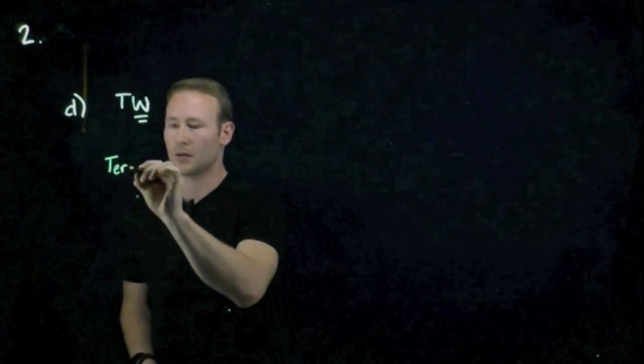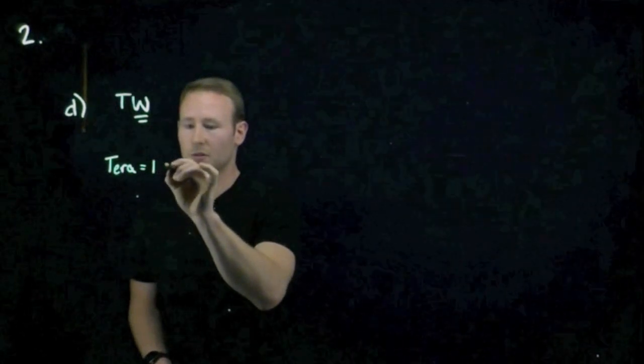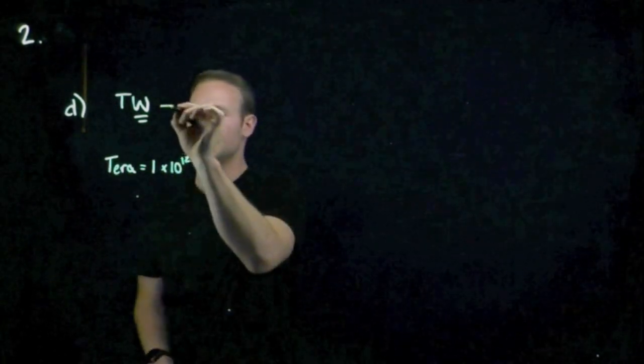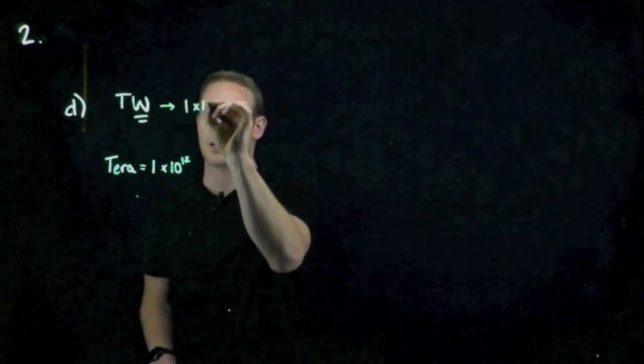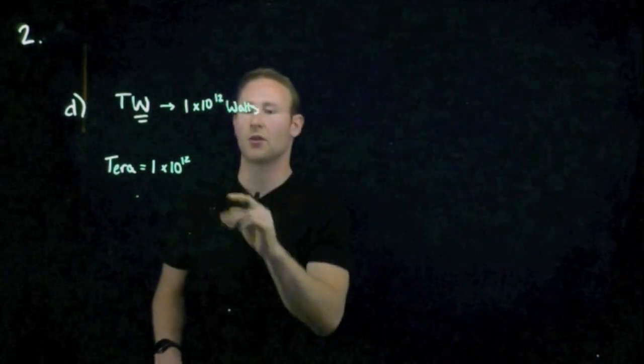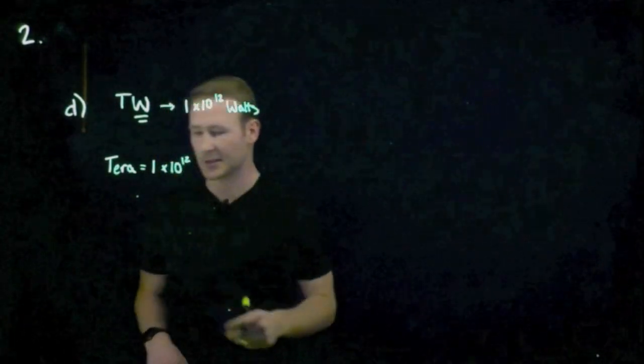And we know that tera is just a prefix, equivalent to 1 times 10 to the 12. All this is saying is that there are 1 times 10 to the 12 watts. And as all of us know, watts is a power rating, so we can safely say that D, terawatts, is power.